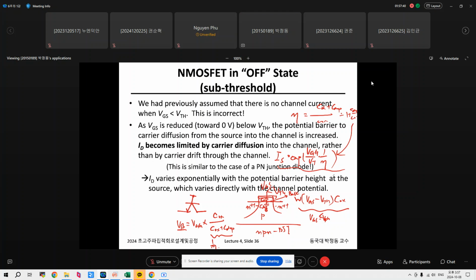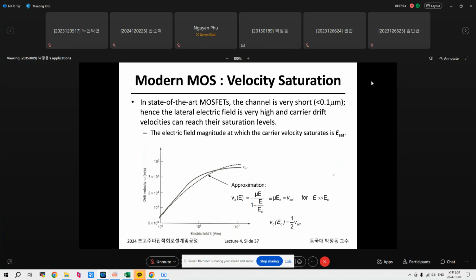Okay, so as a conclusion, MOSFET is operating like a BJT if gate source voltage is less than threshold voltage. Okay. Let's talk about velocity saturation.